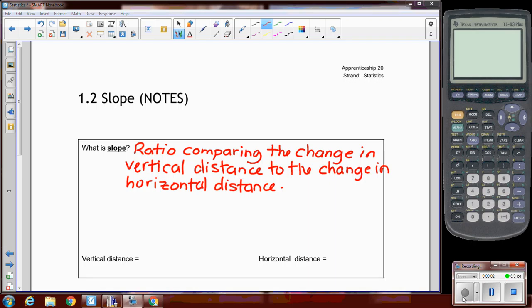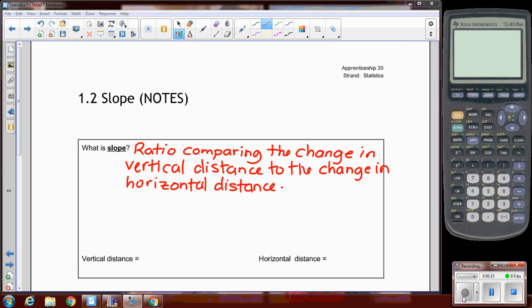This lesson puts a math slant on something you've probably learned in science, which is slope. For math, we could talk about slope as a ratio, and remember our last unit was a ratio of two, comparing two different quantities. This is a ratio comparing the change in a vertical distance to the change in the horizontal distance.